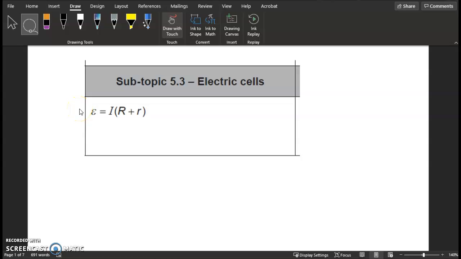All right, topic 5.3, quick review. Remember, this is the equation for the internal resistance of a battery. In truth, batteries are not perfect. They dissipate some energy rather than supplying that to the cell.